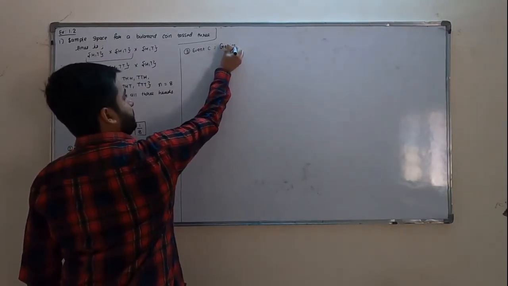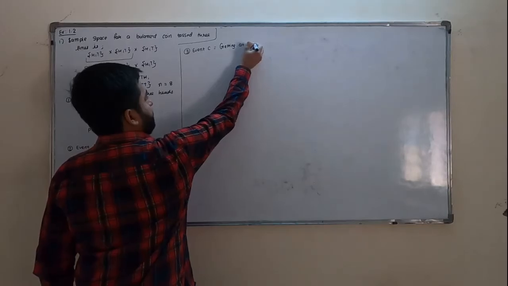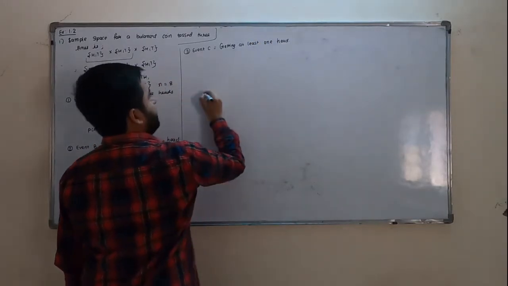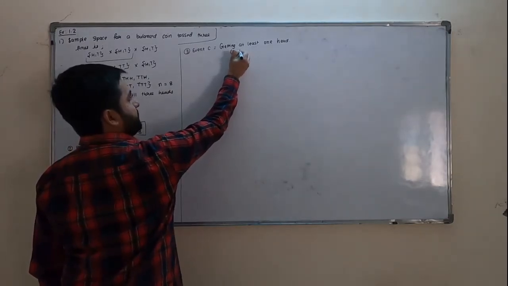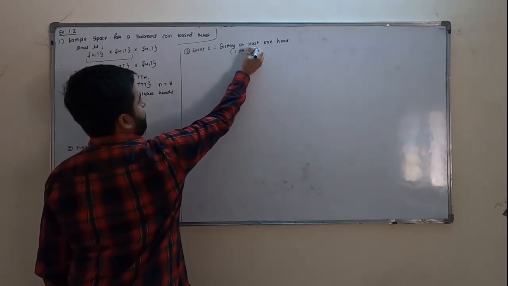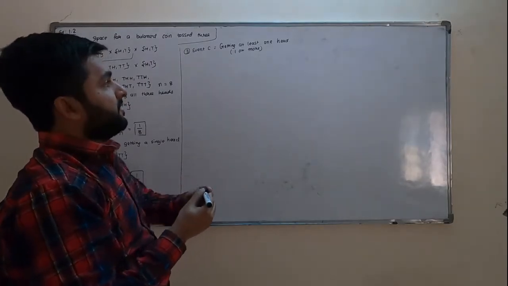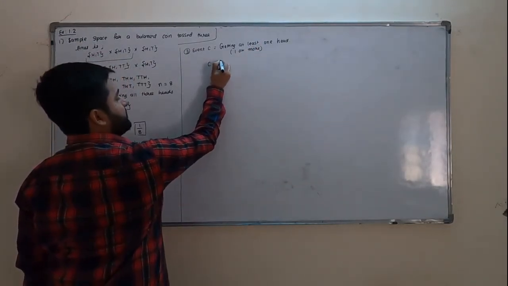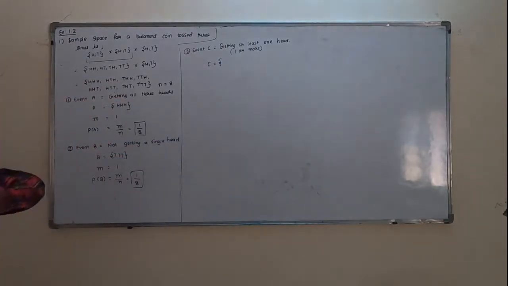Getting at least one head. Now, at least one means one or more. What do you mean by at least one? One head is also okay, one or more is also okay. So the elements of event C will be one or more.